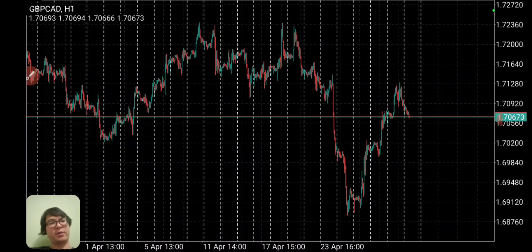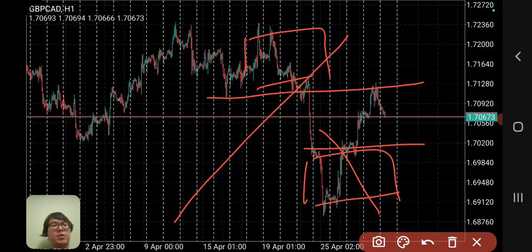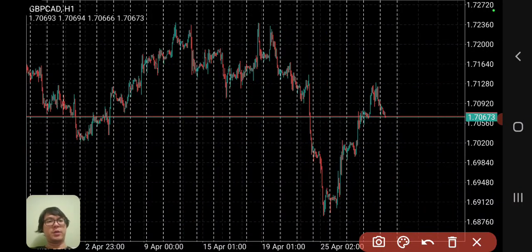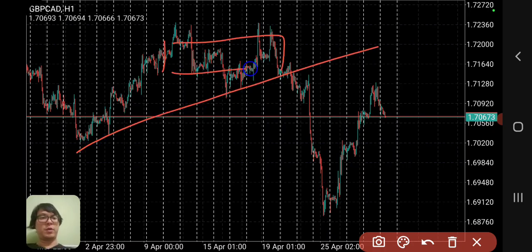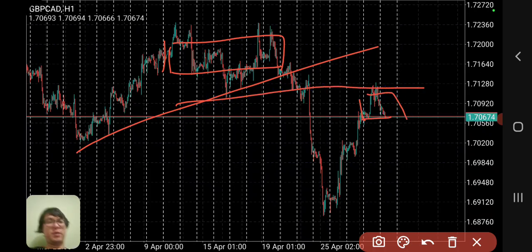Pound cat. Pound cat is a very interesting one. As we can see, uptrend, trend line break, dimension 1, support, pricing test, dimension 2.